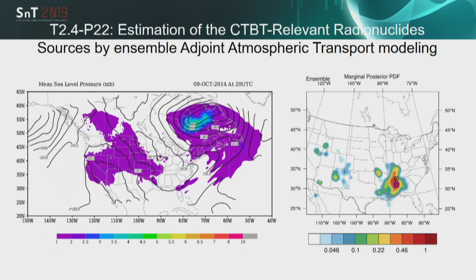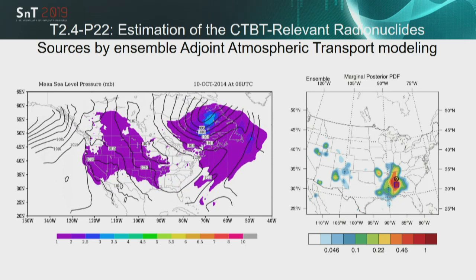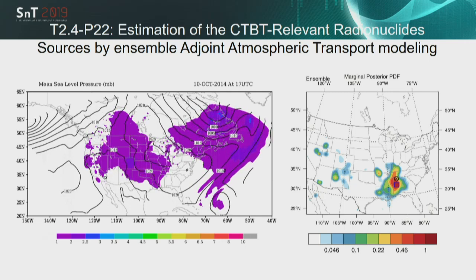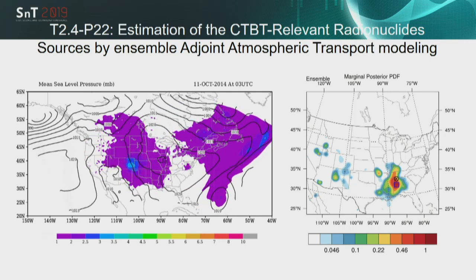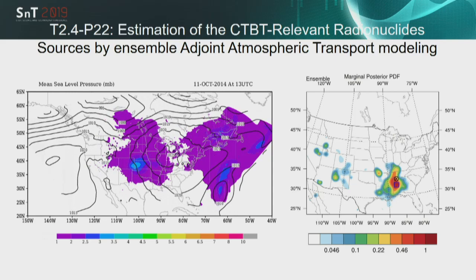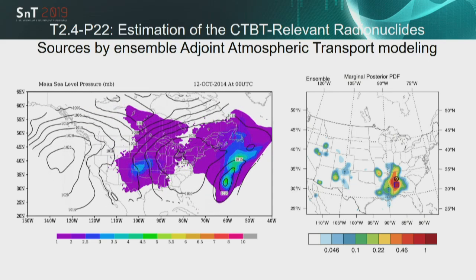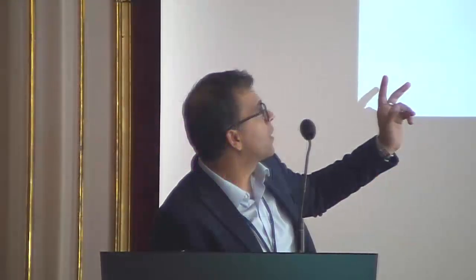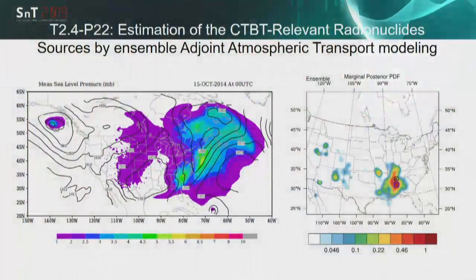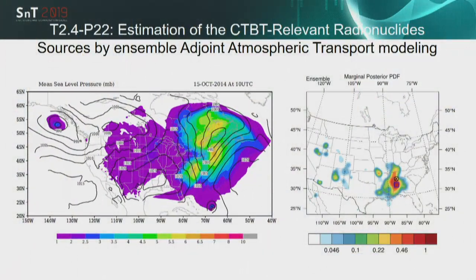In this meteorological simulation, for example, we have 23 ensemble simulations for the same atmospheric conditions, and we use a combined method using an ensemble approach and a Bayesian approach. The final result will be source estimation in the form of probability density functions. It may look like this in spatial distribution.